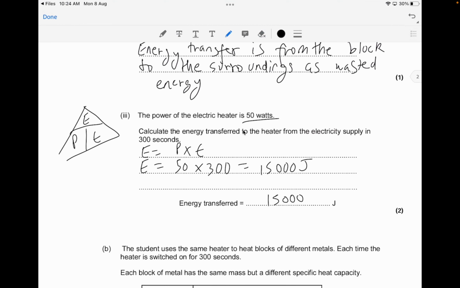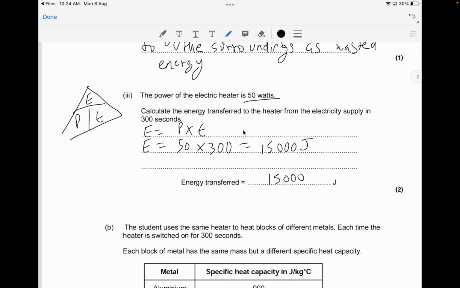All I did was 50 watts times 300 seconds, following the rule of the formula triangle. And the formula itself states that energy transfer is equal to power times time. So you have 15,000 joules in this case. Alright, let's move on to the next question.